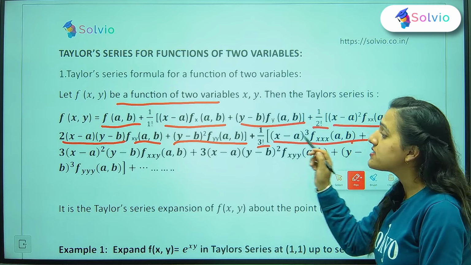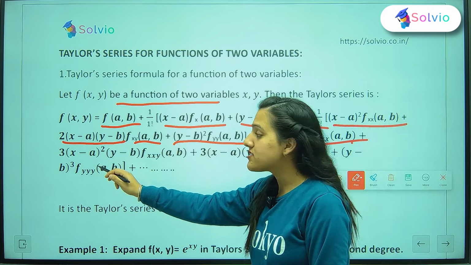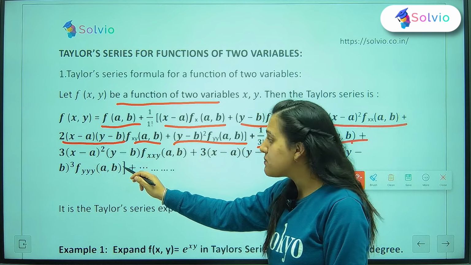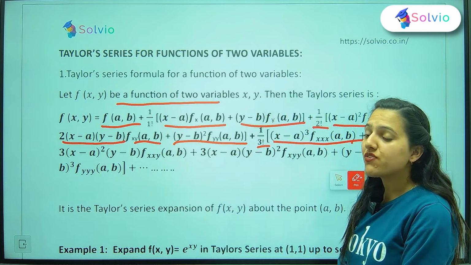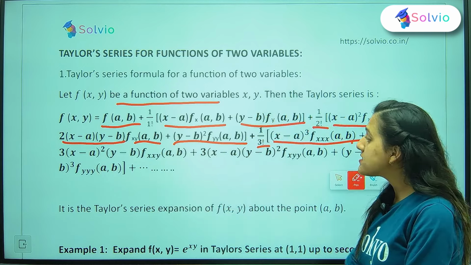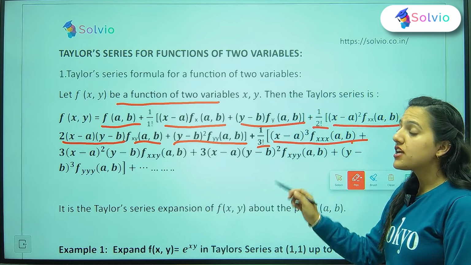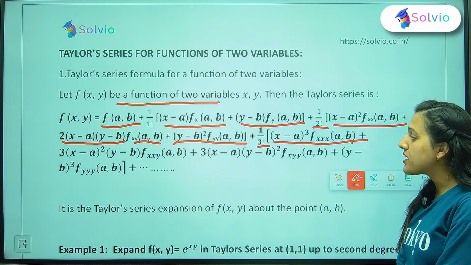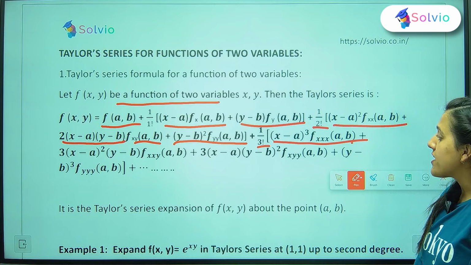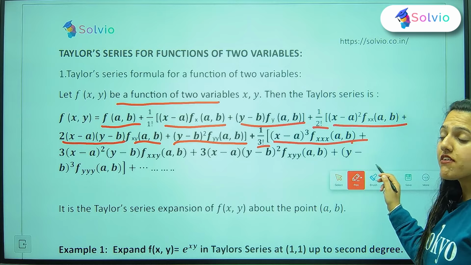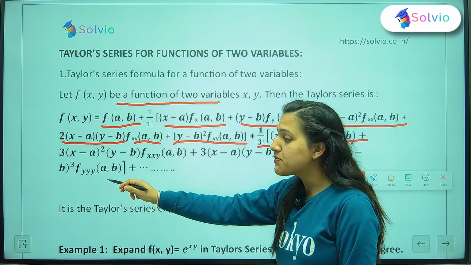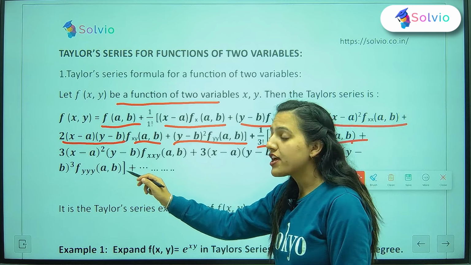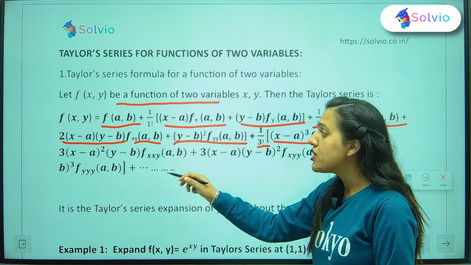plus 3(x − a)²(y − b) fxxy(a, b) plus 3(x − a)(y − b)² fxyy(a, b) plus (y − b)³ fyyy(a, b)] plus so on.